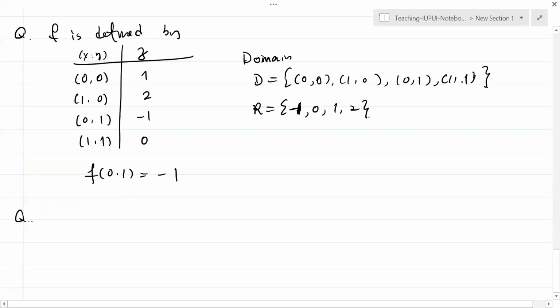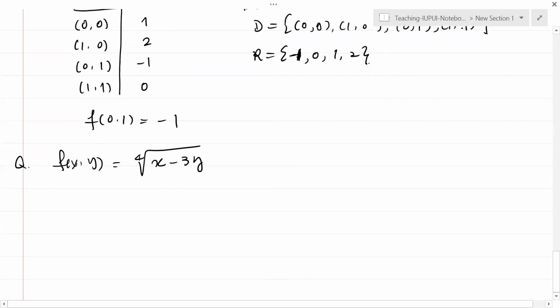Given the function f(x,y) equals the fourth root of x minus 3y, we want to find the domain of the function, and the range if possible.